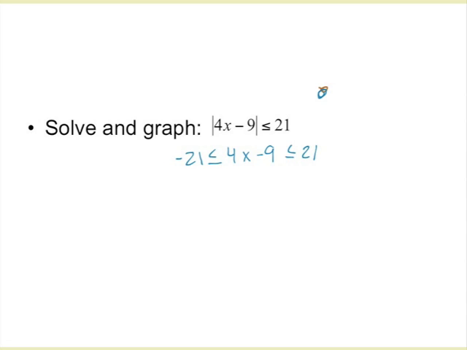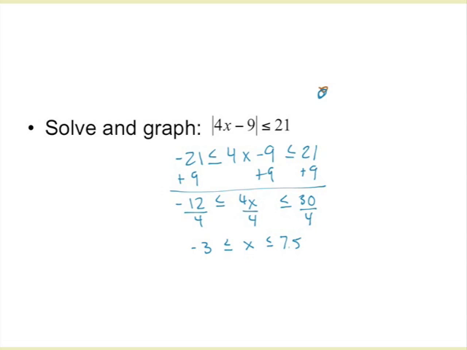To solve, I'm going to add 9 to all 3 parts. That gives me negative 12, 4x, and 30. And divide by 4. Gives me negative 3, x, and 7.5, or 15 over 2. To graph, put points at -3 and 7.5 on the number line. Closed circles because they had the equal to bar, and shade in between.